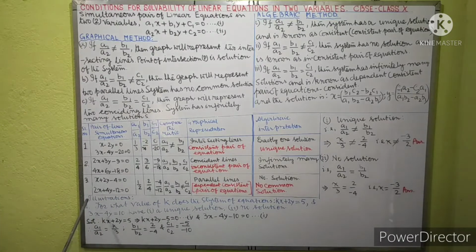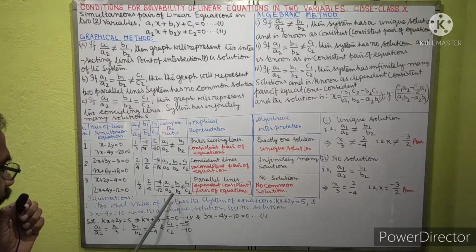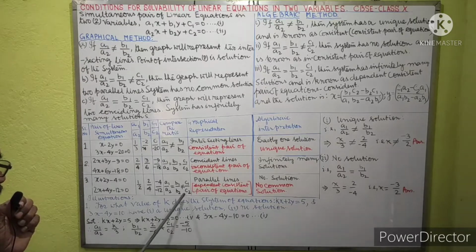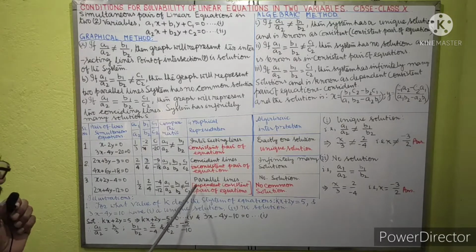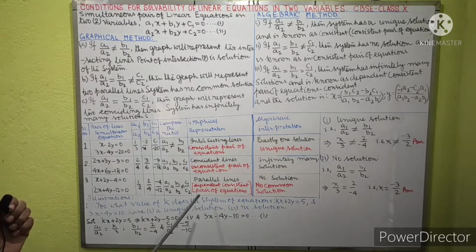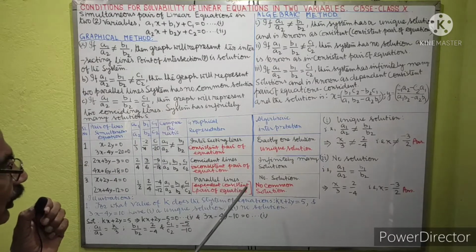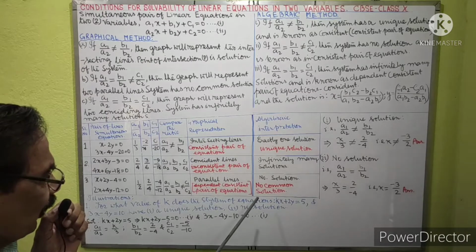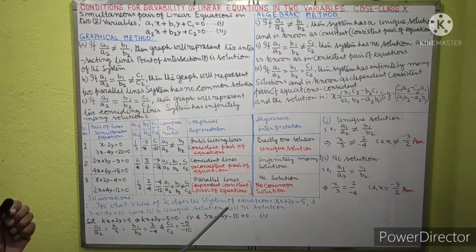Example number 3, that is x plus 2y minus 4 equal to 0 and 2x plus 4y minus 12 equal to 0. Here a1 by a2 equal to 1 by 2, b1 by b2 equal to 2 by 4 and c1 by c2 equal to minus 4 by minus 12. So here a1 by a2 equal to b1 by b2 not equal to c1 by c2. If you calculate this, you will get it. So these are parallel lines and an inconsistent pair of equations in graphical representation, and in algebraic interpretation it will be no solution. That means no common solution you will get here.